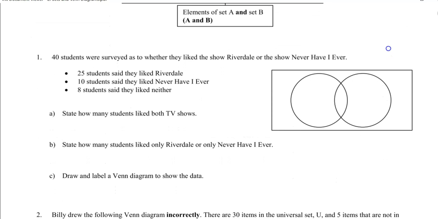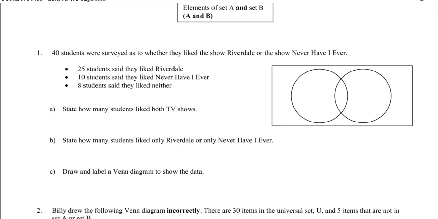So 40 students were surveyed as to whether they like the show Riverdale or the show Never Have I Ever. 25 students said they liked Riverdale, 10 students said they liked Never Have I Ever, and 8 students said they liked neither. So let's label the 2 circles. We're going to have the Riverdale circle, we'll have the Never Have I Ever circle, we have some overlap, we have the universal set. So we want to put 4 numbers in here. There are 4 different numbers: Riverdale only, Never Have I Ever only.